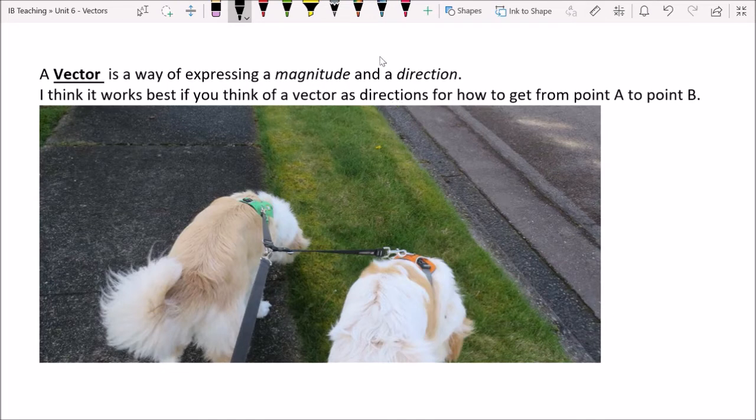Like, hey, if you wanted to get to my house, go 4 blocks west and 5 blocks north. Or like, go 4 blocks, hang a right, and go 5 blocks, something like that. Okay, if you think of it as directions from how to get from point A to point B, I think that will serve you pretty well in these next couple of lessons.